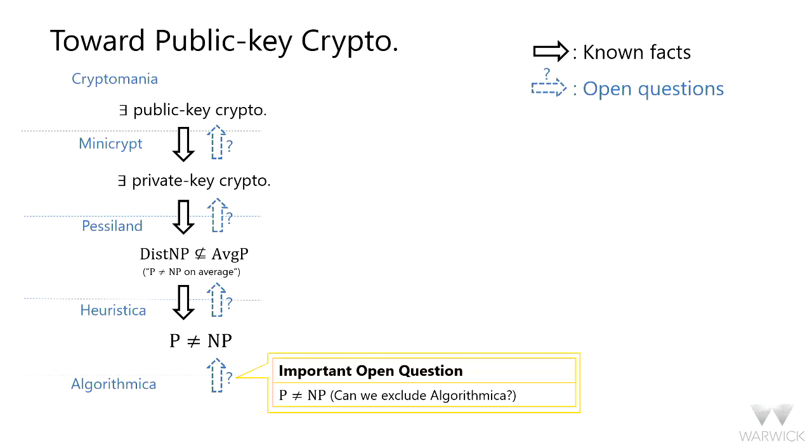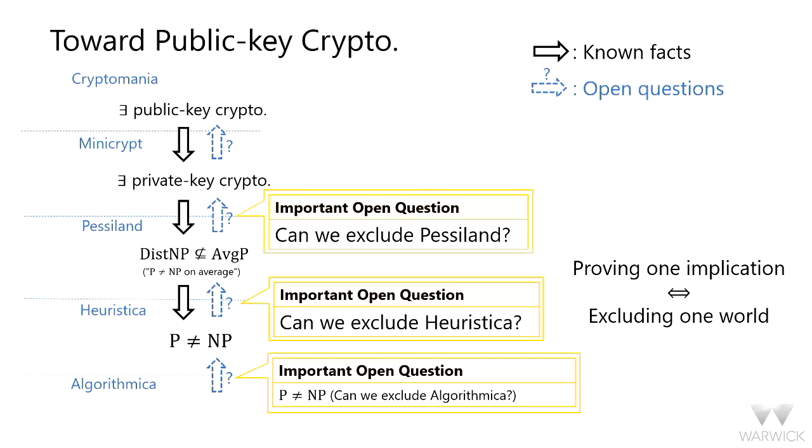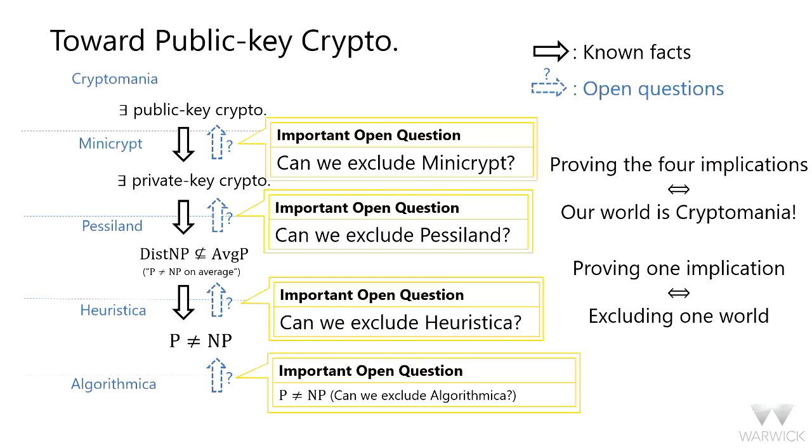And if we can prove this, we can eliminate Algorithmica from the five possible worlds. Similarly, the second implication corresponds to whether we can exclude Heuristica from the five possible worlds, and this corresponds to a worst-case to average-case reduction for NP. By proving one implication, we can eliminate one world. And if we can prove all the implications, then we can conclude that our world is Cryptomania.